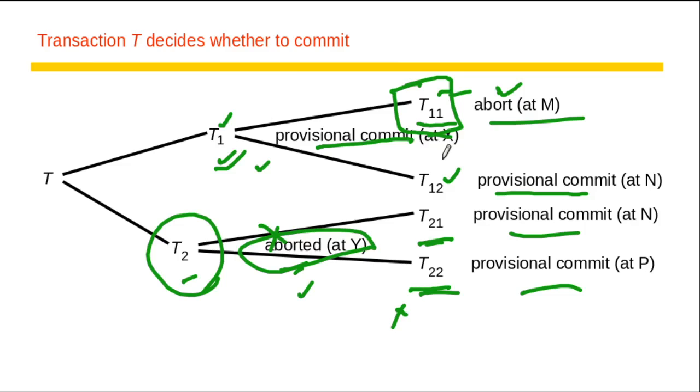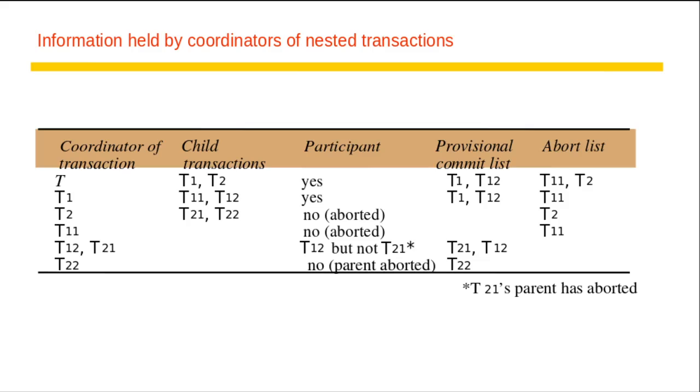So this T1 can issue a commit transaction. However, if it has aborted, in that case these T11 and T22 will have to abort. Now for these transactions, or I should say the coordinators of these transactions, can maintain some information, like the main transaction T. It can maintain the information like these sub transactions are there, T1 and T2. The participants, okay, they will act as participants, and from these, who are ready with provisional commit. So T11, T12, they are ready with provisional commit.